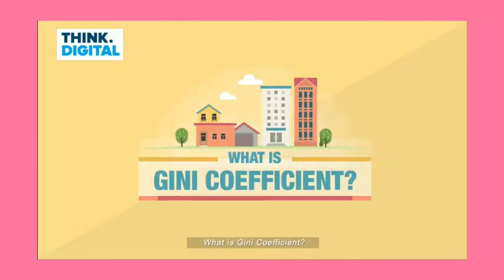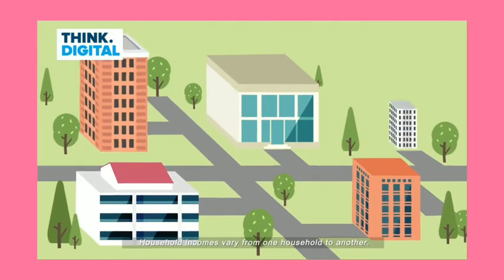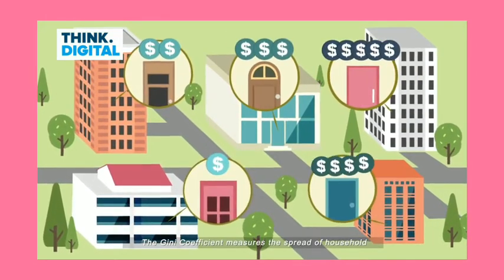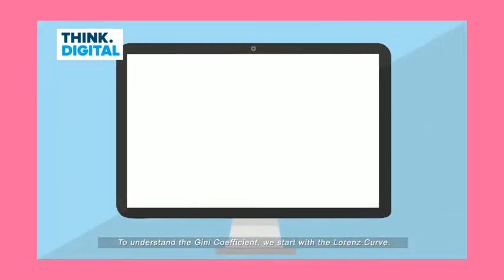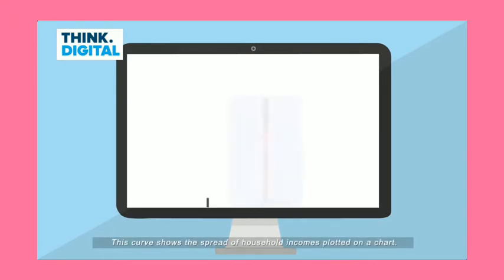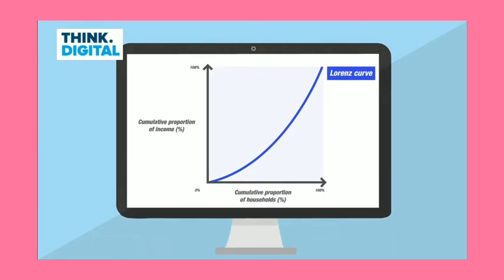What is the Gini coefficient? Household incomes vary from one household to another. The Gini coefficient measures the spread of household incomes across all households. To understand the Gini coefficient, we start with the Lorenz curve. This curve shows the spread of household incomes plotted on a chart.